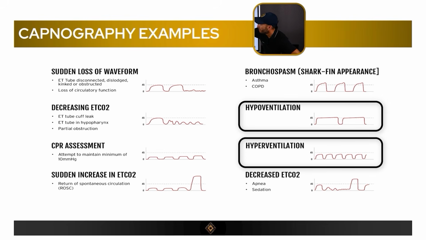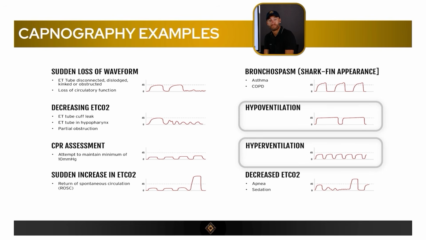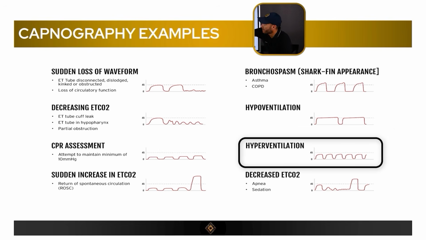Which of these two patients is breathing faster? The hypoventilation or the hyperventilation? Who's breathing likely at a faster respiratory rate? Hyperventilation is breathing a lot faster. So the person having an anxiety attack, for example, you can see they're breathing a lot more times, aren't they? Sure.